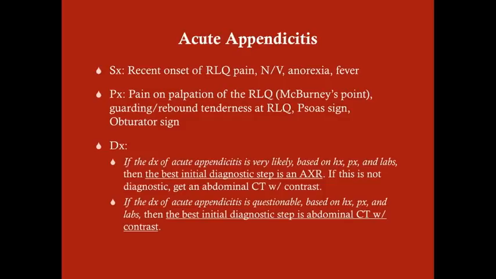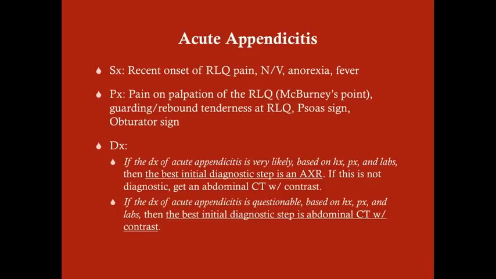All right, now, what do we do if we still suspect appendicitis? If the diagnosis of appendicitis is very likely, based on your history, your physical exam, and the labs that you just got, then the best initial diagnostic step is an abdominal x-ray. And what we're looking for here is the fecal lith. You can only find the fecal lith in about, I'd say, 5 to 15% of patients, and so most of the time, the abdominal x-ray is going to be unremarkable.